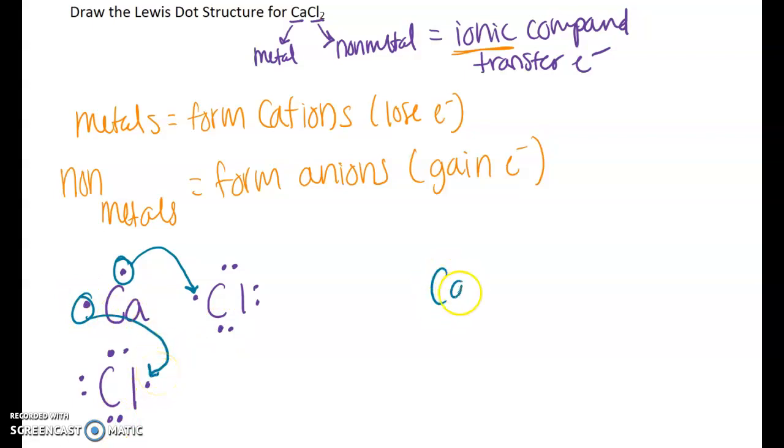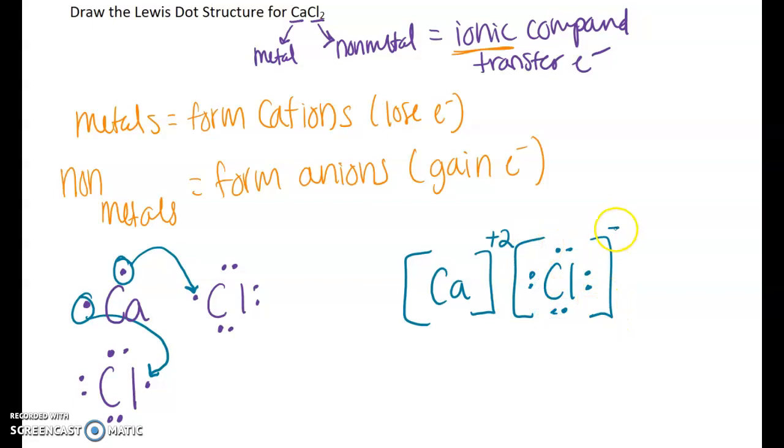So when that happens, then calcium is going to form a +2 charge to show that it just lost its 2 valence electrons. And then the chlorines are going to have all the dots around them because they just gained their last electron to have a full shell of 8. So the ions that are going to gain all those electrons, those are anions, they are going to have all the dots around them. The cations that lose their electrons have no dots around them.